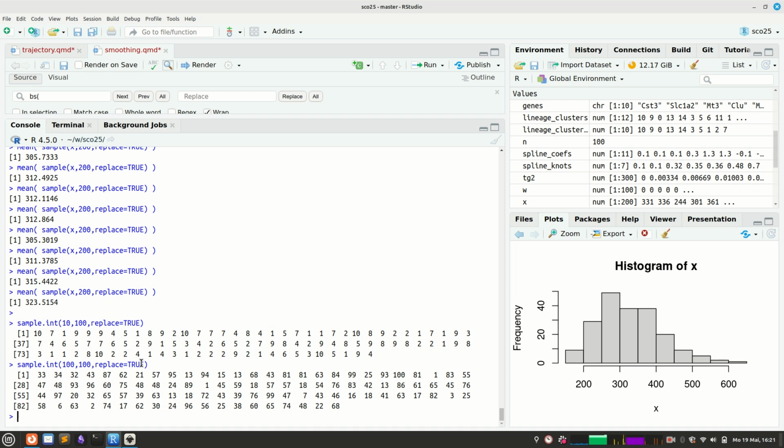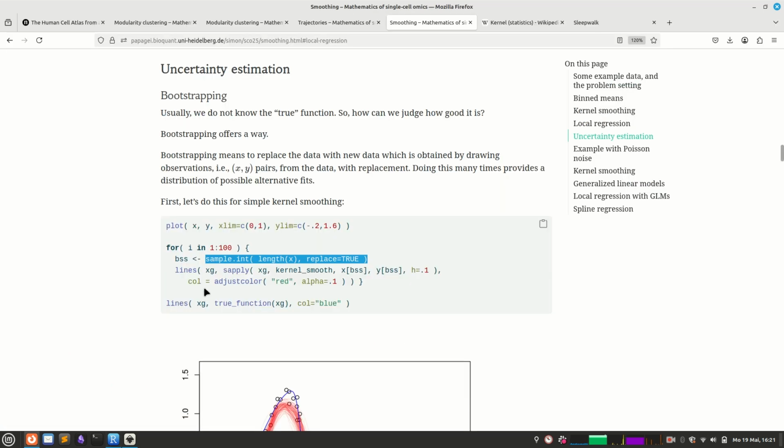Because if I said each data point should appear exactly once, I wouldn't have a bootstrap sample. I would just keep the data points that I have and nothing would change. So this is why bootstrap sampling always samples as many data points as you have. Here you don't even have to write it twice, it does this automatically with replace is true.